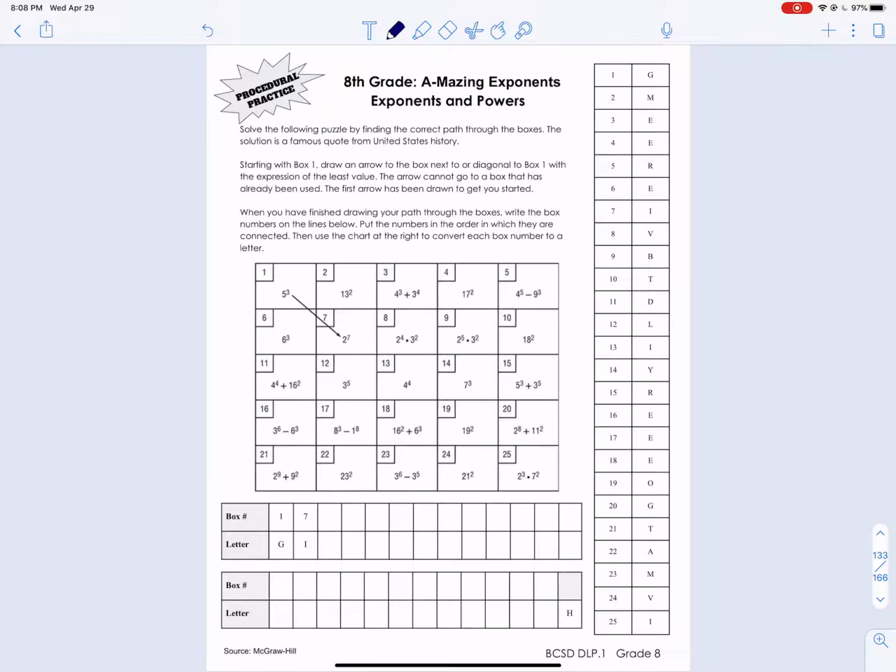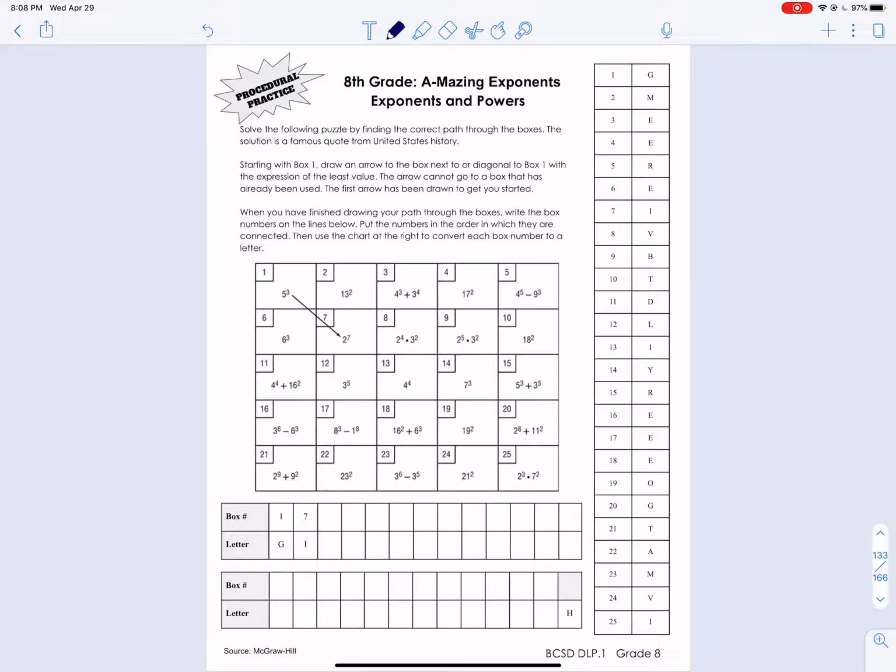Draw an arrow to the box next to or diagonal to box 1 with the expression of the least value. The arrow cannot go to a box that has already been used. The first arrow has been drawn to get you started. So what do we have to do first? It says the least value, so what are the values of these numbers?